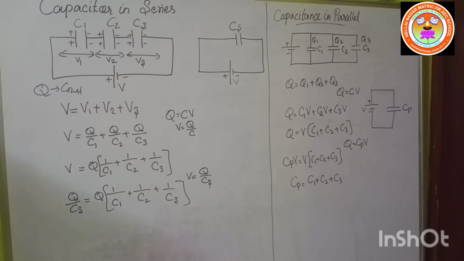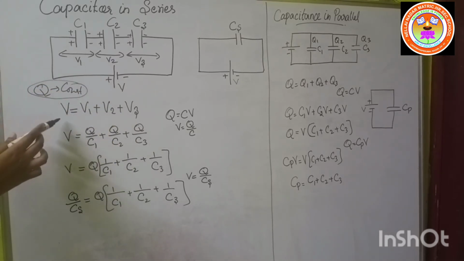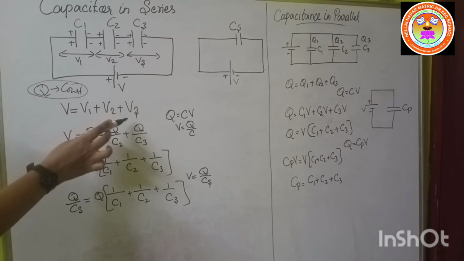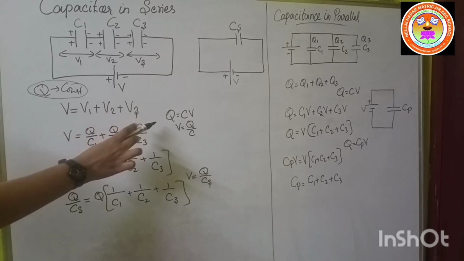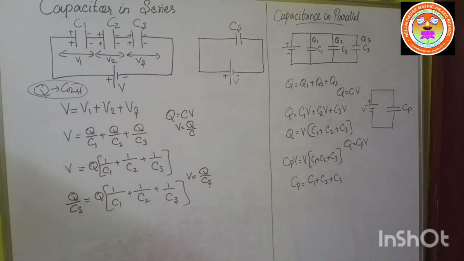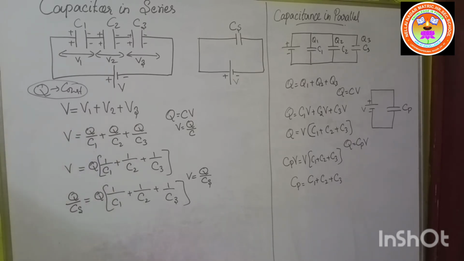So if you want to calculate the total voltage, we can add all the voltages. Listen children, Q is constant, potential varies. So total V is equal to V1 plus V2 plus V3. We know the formula Q is equal to CV. So from that, V is equal to Q by C. In the above equation, in the place of V1, we can write Q by C.